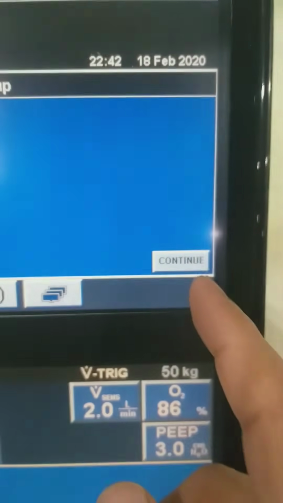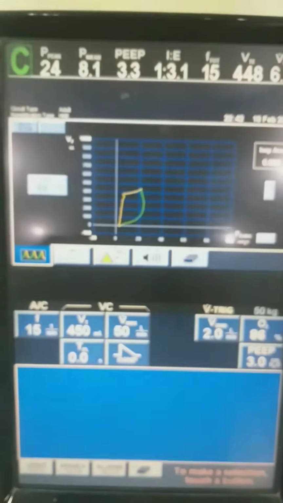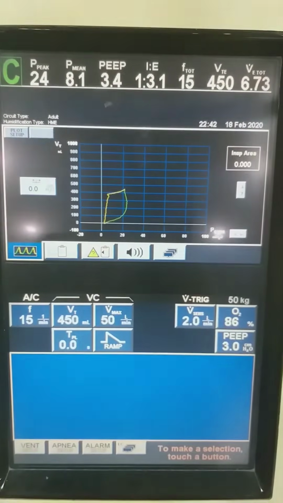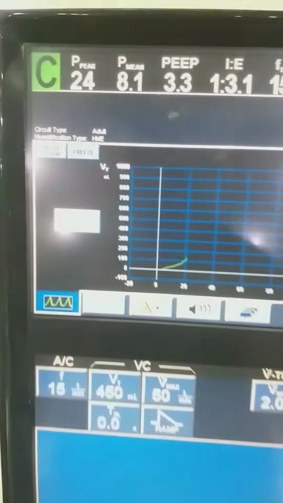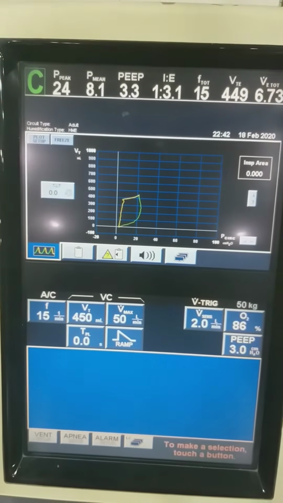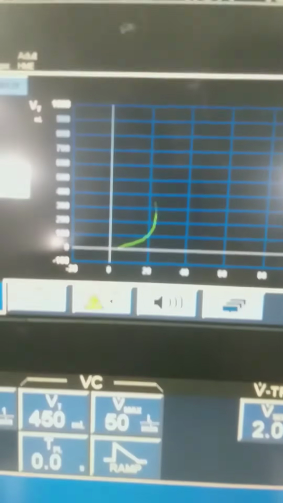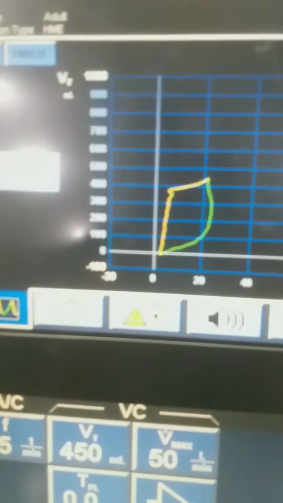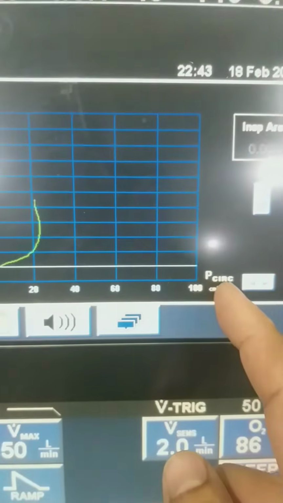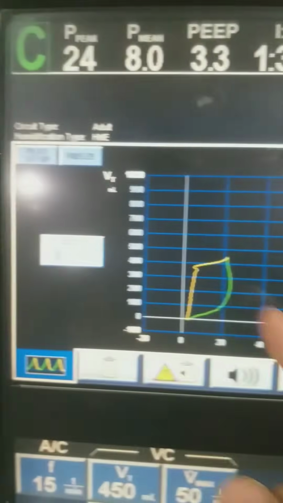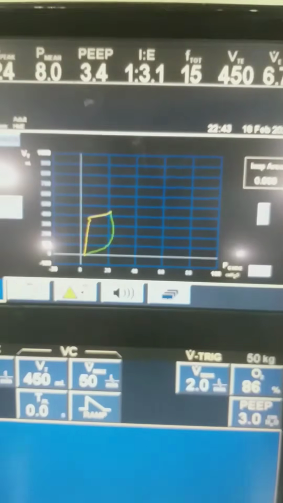Now we continue it by pushing the button, and here you will see this is a volume versus pressure waveform, and once we unfreeze it, it will keep on changing. See, this is changing. This is volume versus pressure, and we can know about the functioning of the lungs and the condition of the chest wall. This is tidal volume, and this is pressure in centimeter of water. So on the x-axis it is pressure, and on the y-axis it is tidal volume. So we can do unfreeze.